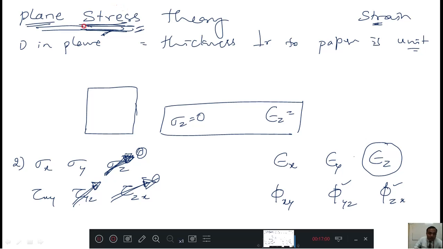Therefore, whenever I say a plane stress concept, you should say that the stresses with respect to the z direction are 0.